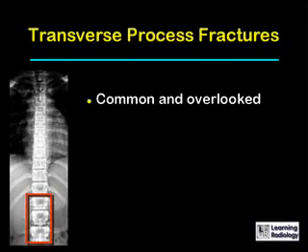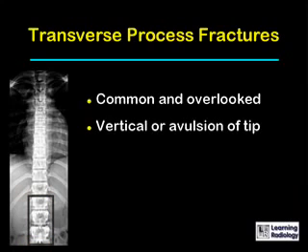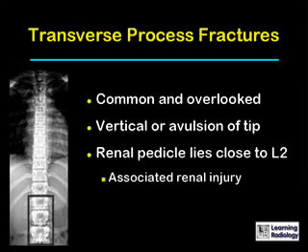Fractures of the transverse processes are common and often overlooked. They are usually vertical in orientation, or they may involve avulsion of the tip of the transverse process. Their importance is that the force that produces a fracture of the transverse process will oftentimes be sufficient to produce injury to visceral organs, especially kidneys.